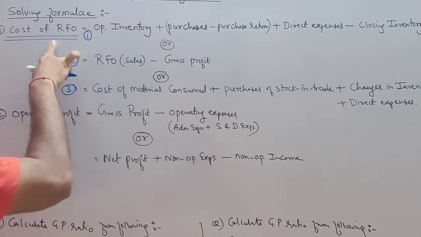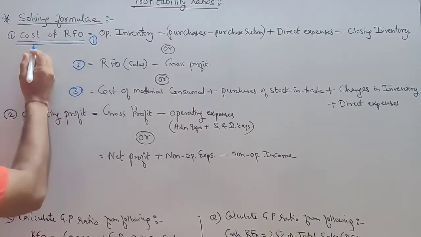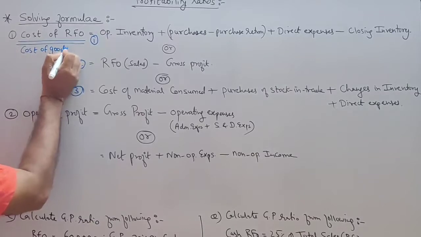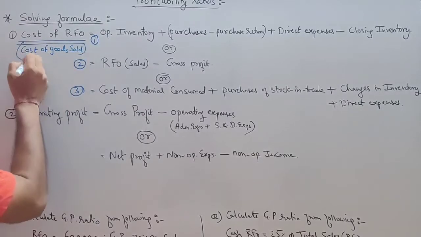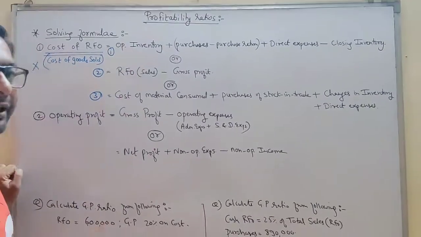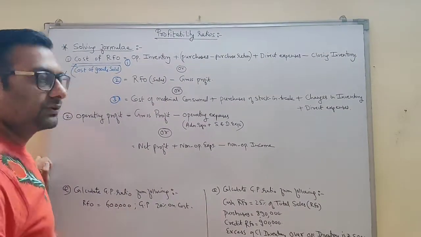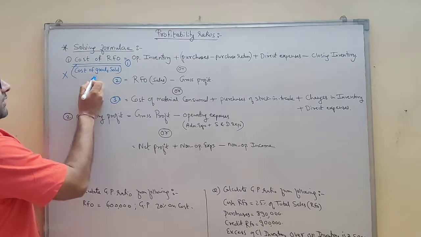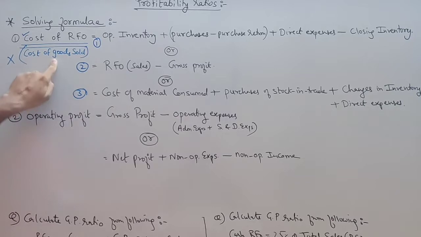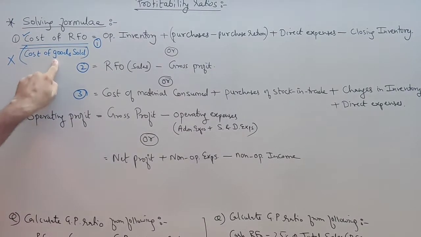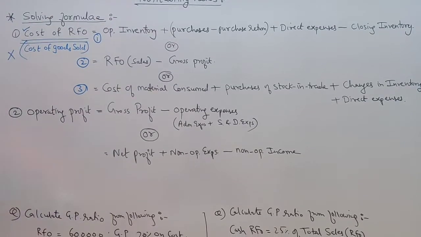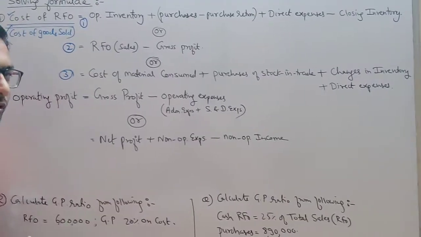The first formula to find cost of RFO. Cost of RFO, students, is the same as cost of goods sold. In class 11, you used to call it cost of goods sold, but this term you don't use in class 12. You have to always write cost of RFO. Avoid using and saying the other term. Just say cost of RFO. It is the same as cost of goods sold.